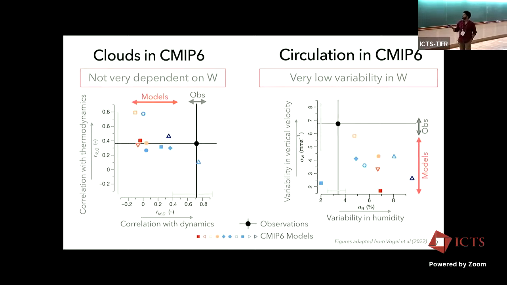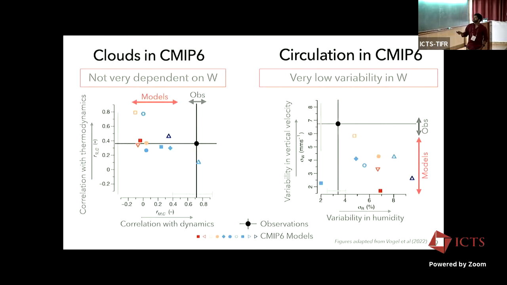If we compare the observations from the field campaign to how the models are performing, if we look at clouds in all these CMIP6 models, all the blue and the red markers are different CMIP6 models, and the black dot is the observations. On the x-axis, you can just think of how correlated the clouds are with the dynamics, or with W, or mass flux, and on the y-axis how correlated they are with the thermodynamics, so the humidity, or the variance in humidity. And what we find is that they are more correlated with the thermodynamics than they are with the dynamics.